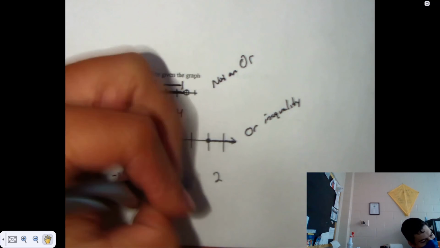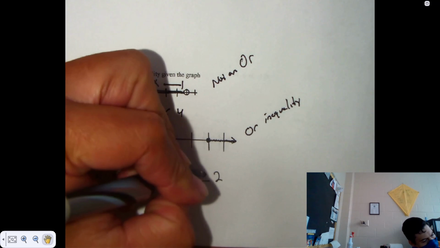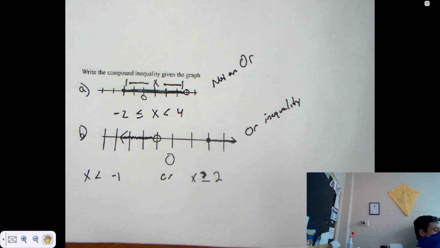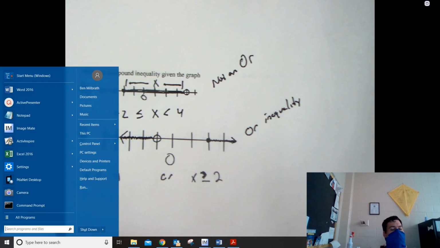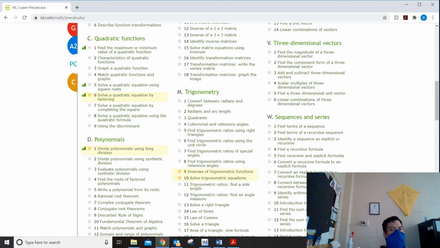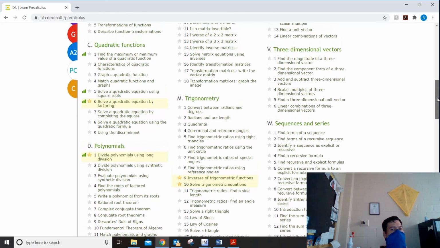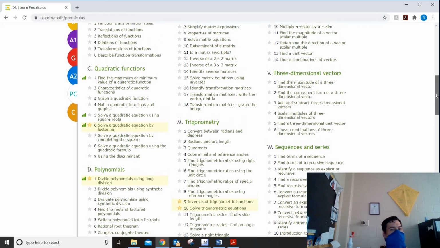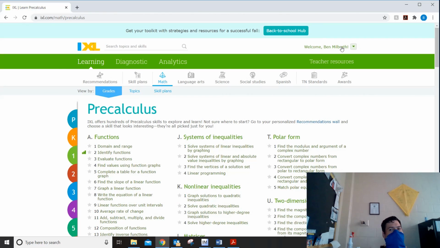Now, let's see what you are now able to do on IXL. I'm going to teach some more tomorrow. I'm not just going to let you do IXL tomorrow. But there will be a day this week where I'll let you catch up on some work. It's just not tomorrow. I'd like to talk about absolute value tomorrow.